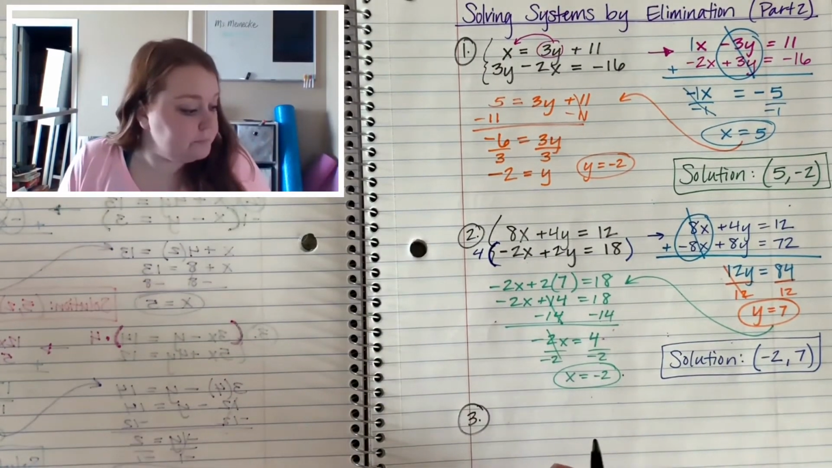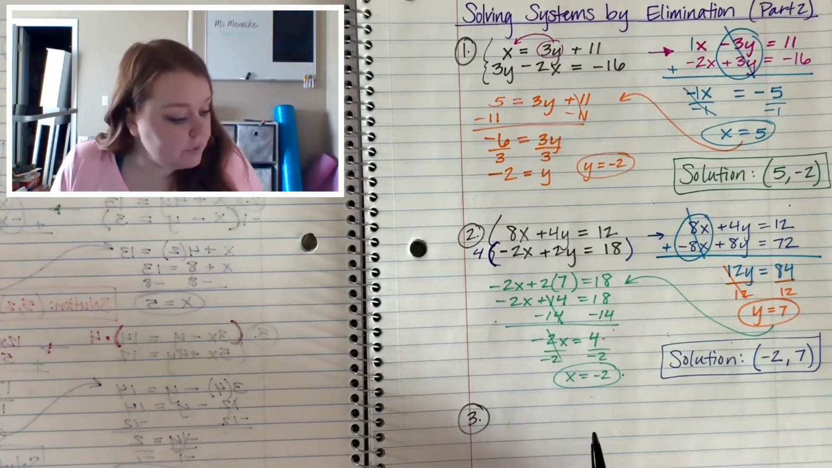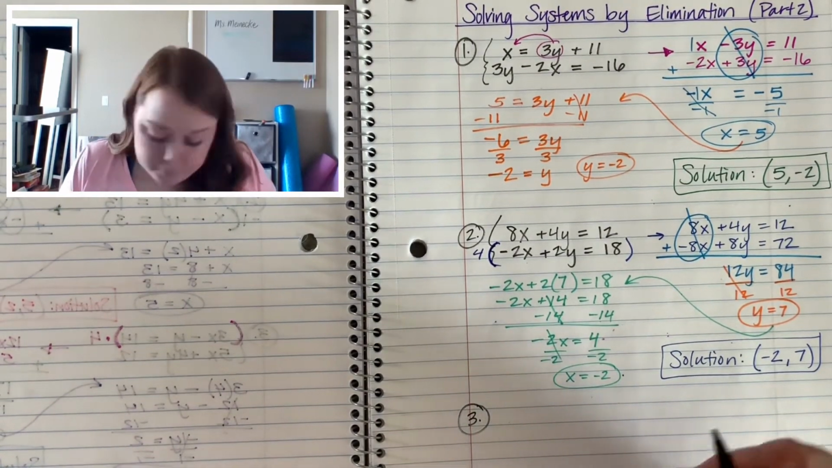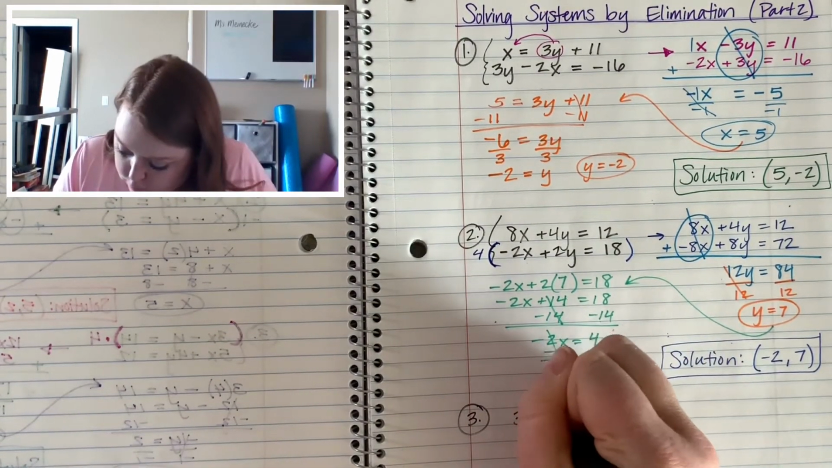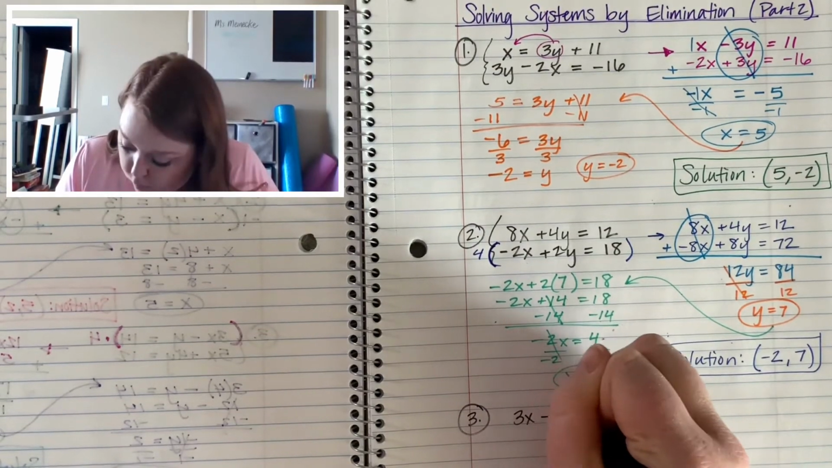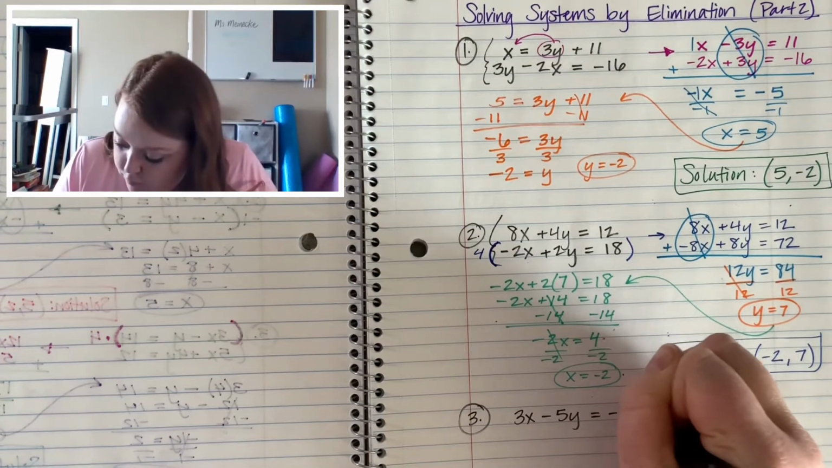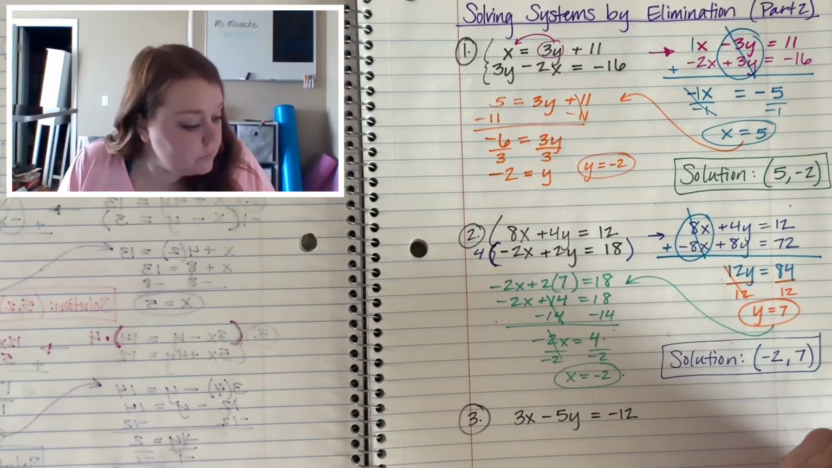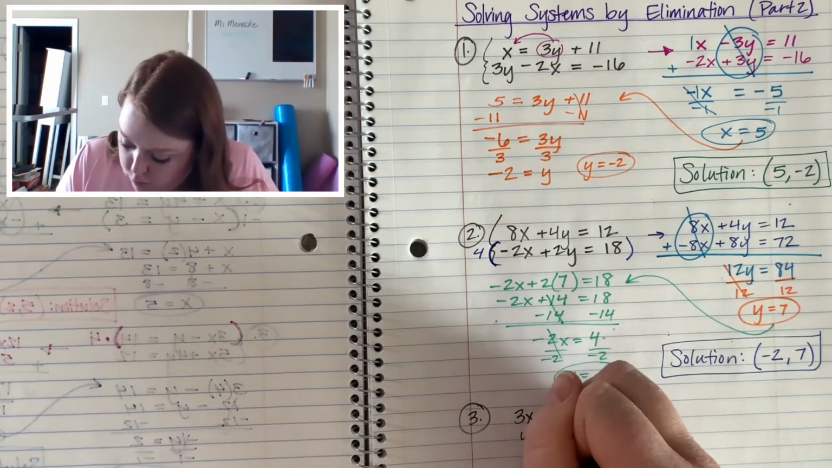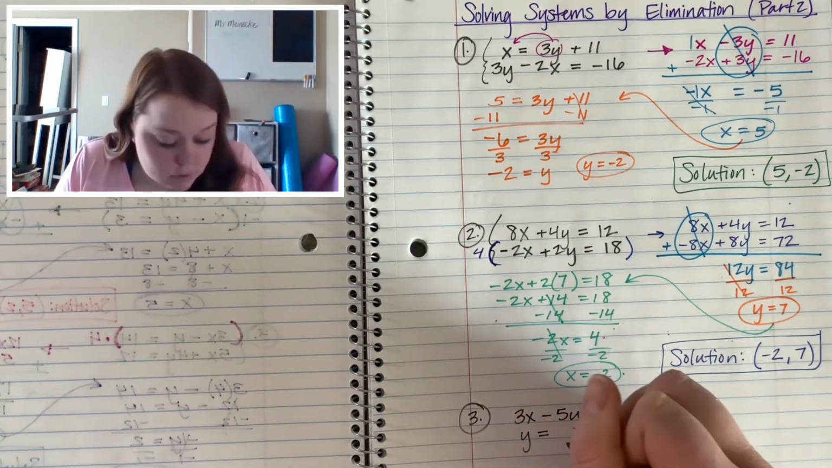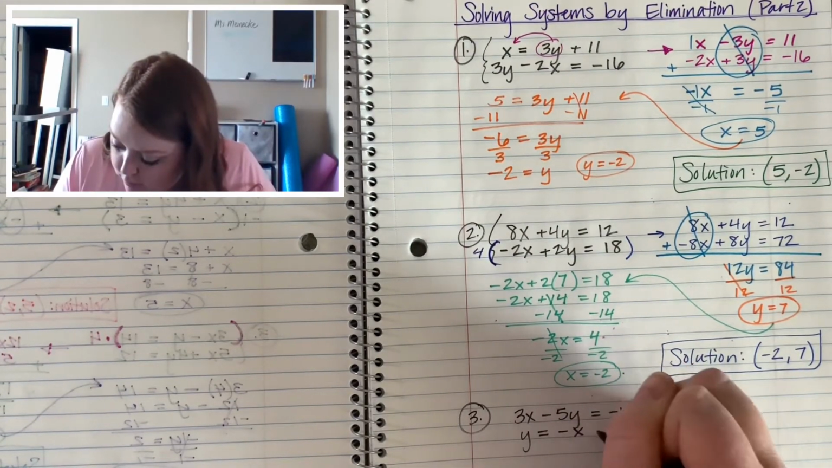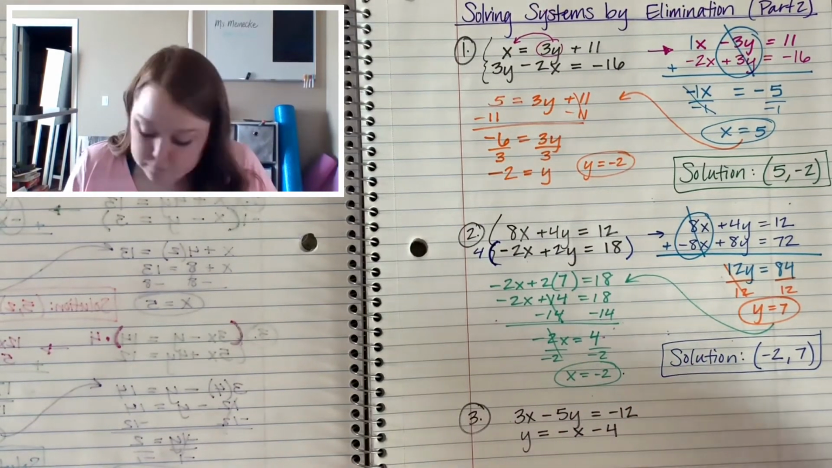Here's number 3. Number 3, okay, 3x minus 5y equals -12. Second equation, y equals -x minus 4.